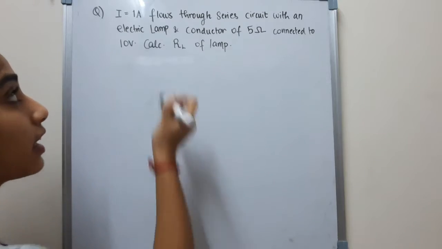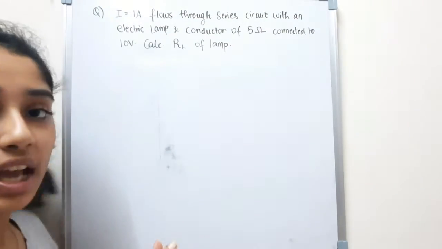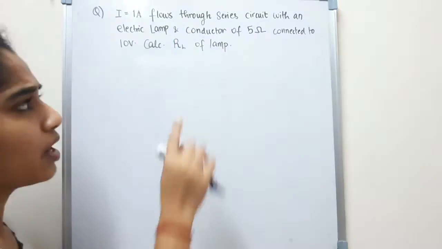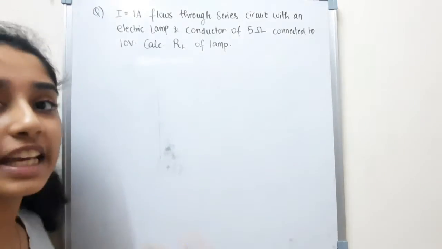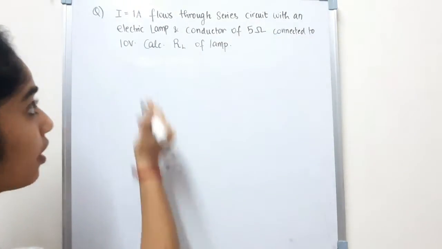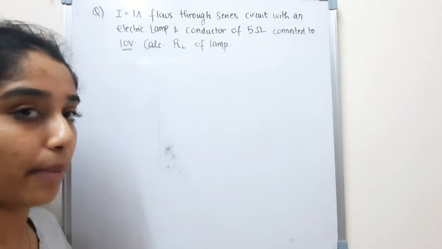It's given that a current of 1 ampere flows through a series circuit with a lamp and a conductor of 5 ohms. When they give a conductor of 5 ohms, just take it as a resistor, okay? And it is connected to a battery source of 10 volts, okay? So we have to calculate the resistance of the lamp.